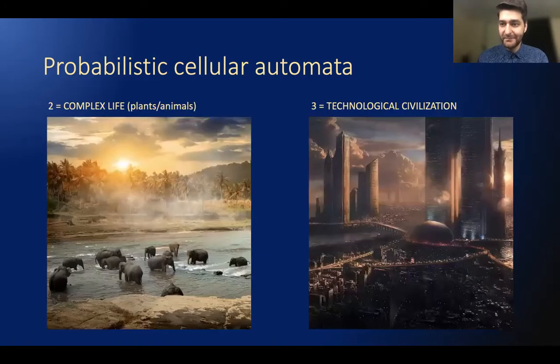And then level 2 will mean you have complex life like plants and animals, and maybe they can't use any advanced technology, but they're living beings there. And then level 3 will be a technological civilization, which has the capacity to travel in space and potentially colonize other planets.